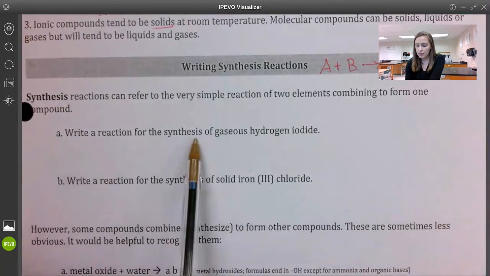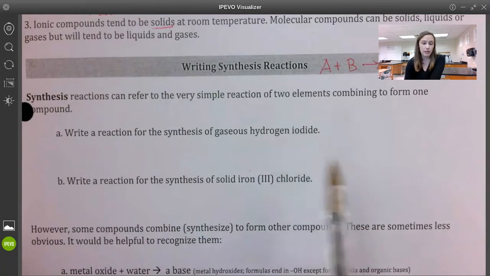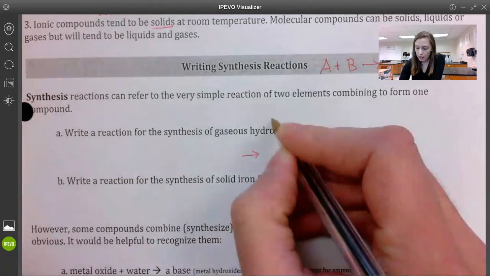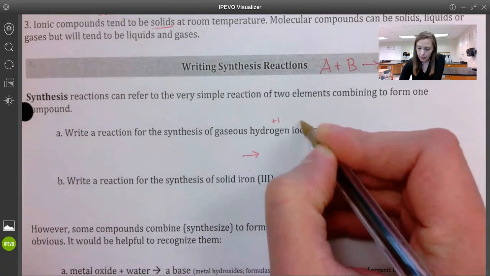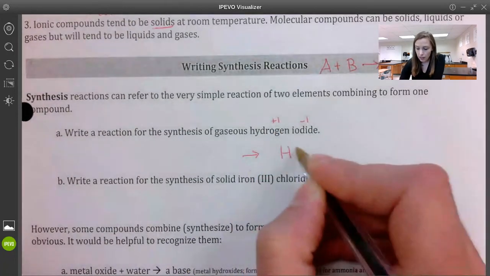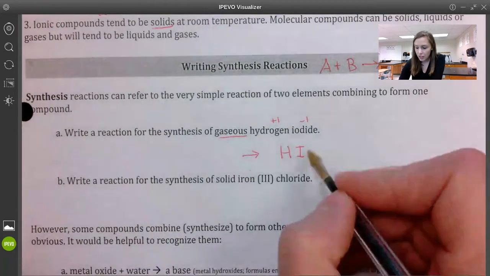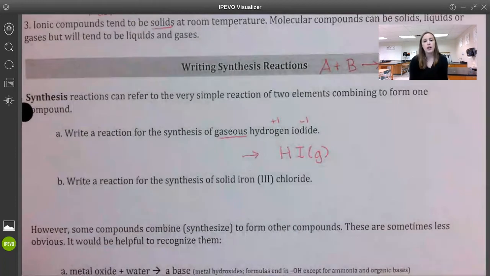Write a reaction for the synthesis of gaseous hydrogen iodide. I'm going to start with the compound that they're giving me. Here I have hydrogen iodide. Hydrogen is going to be +1. Iodine is going to be -1. So I'm going to have HI, and then the phase, make sure you're including phases throughout the year, is going to be a gas. Now I need to synthesize this from the pure elements.